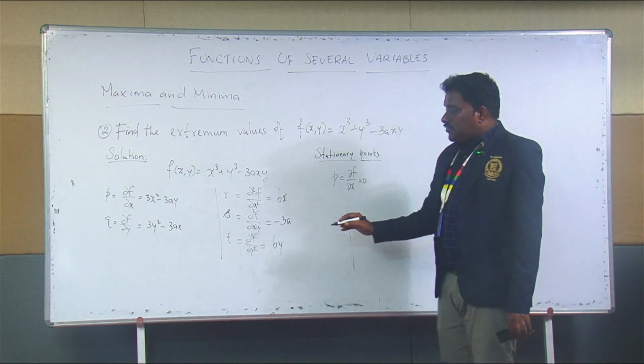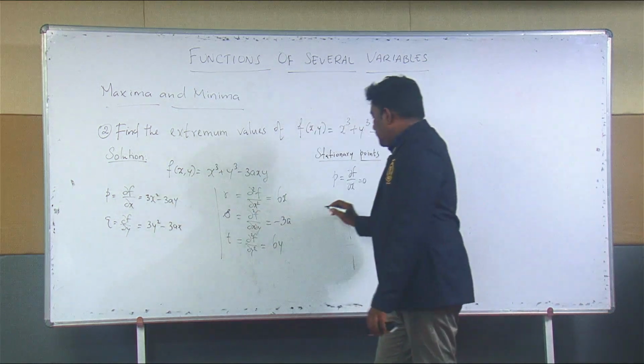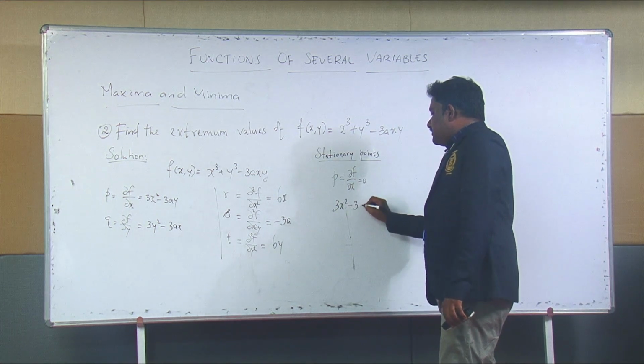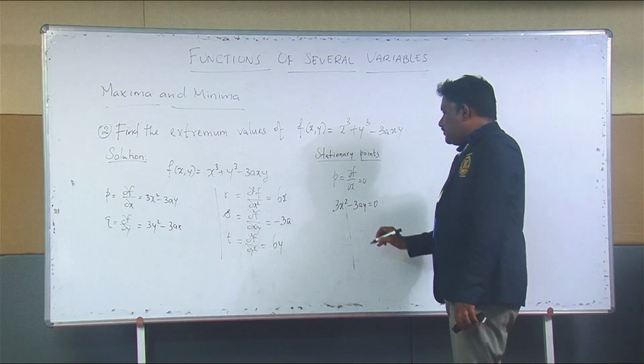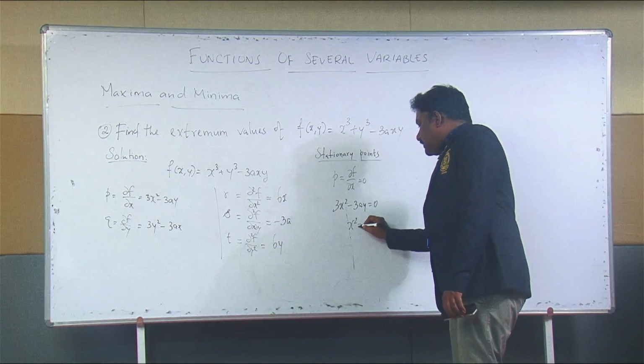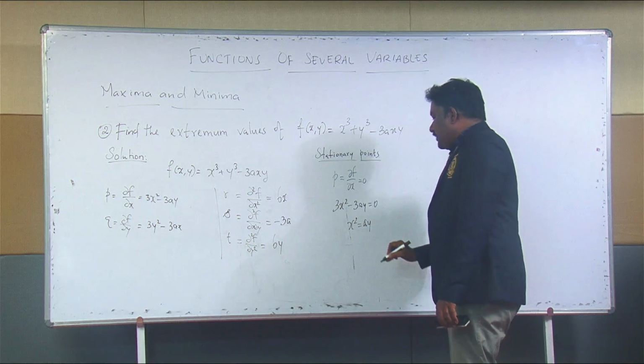So ∂f/∂y value is this one, that is 3x² − 3ay, and that is equal to 0. So by simplifying them, I can write x² = ay.